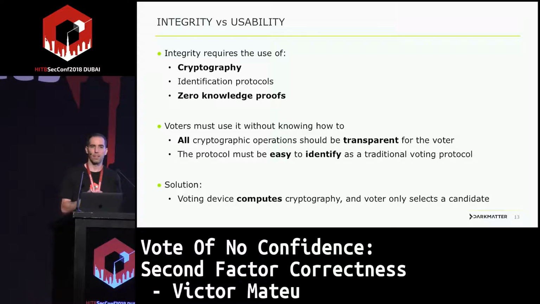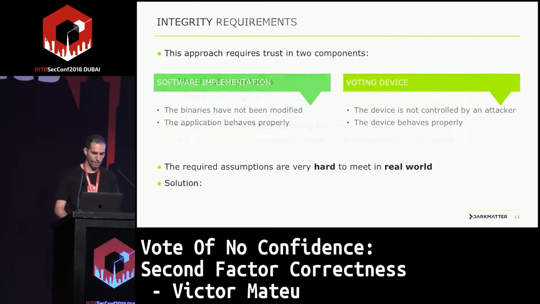Basically, we just delegate all these operations to the voting device, and you just ask the voter to choose one thing, and the voting device will do all the crypto, will receive all the information, and will basically solve all these issues with the hardness of the computations. However, we were talking about integrity, and if we rely only on devices to compute cryptography, then we also need to trust too many things.